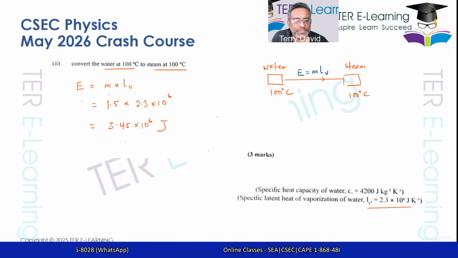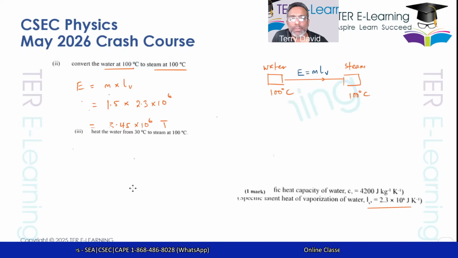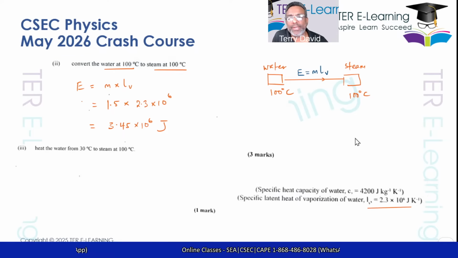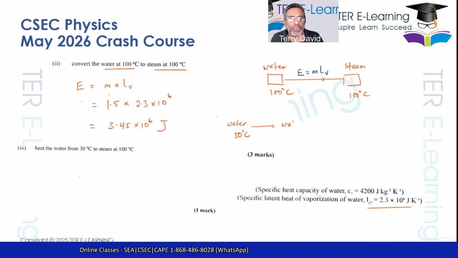Right. And the last part of the question here. They want us to work out, for 1 mark, this last part here. And if you all seen it, they said to heat the water from 30 to 100. So if you remember what we started off with, we started off with the water. The water was initially at 30 degrees Celsius. Now we took that water, we increased the temperature of the water, we reached 100 degrees Celsius. Then the next thing that happened is that that water is converted into steam at 100 degrees Celsius.